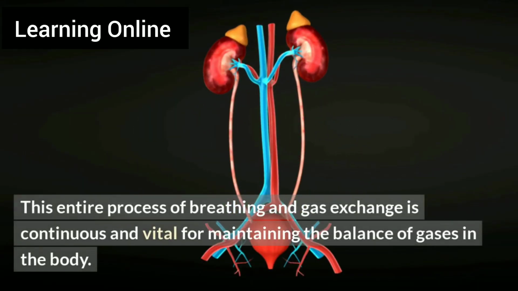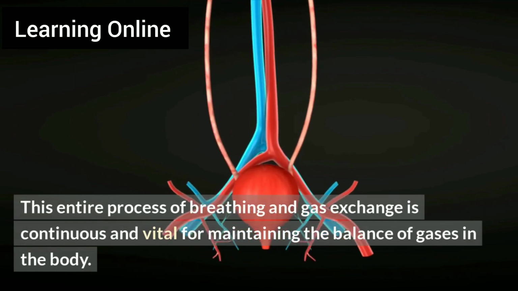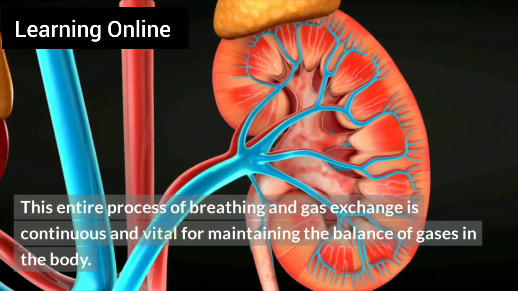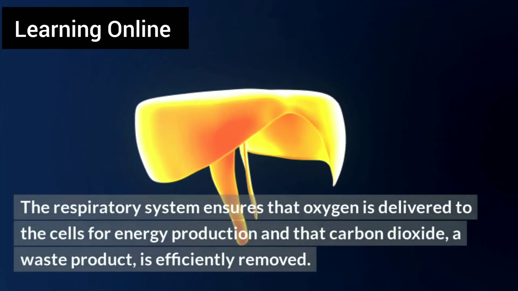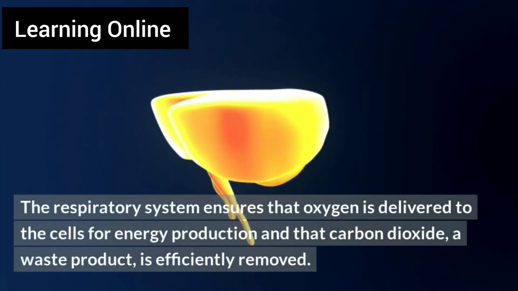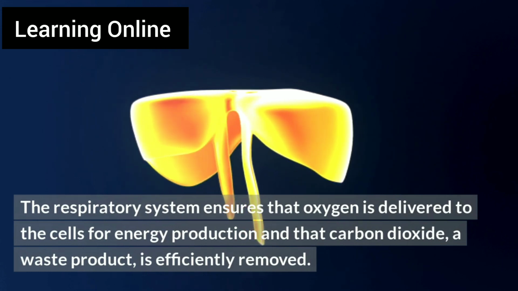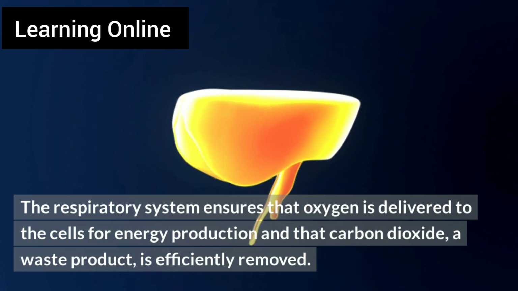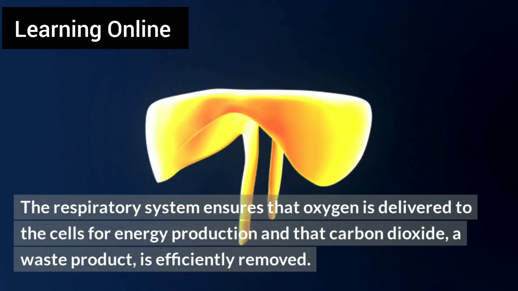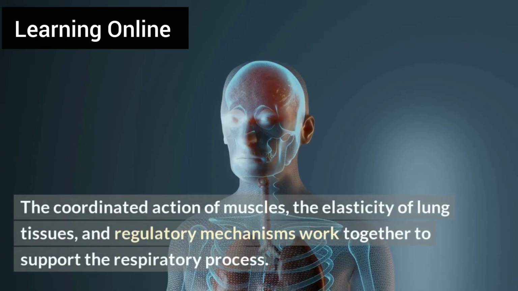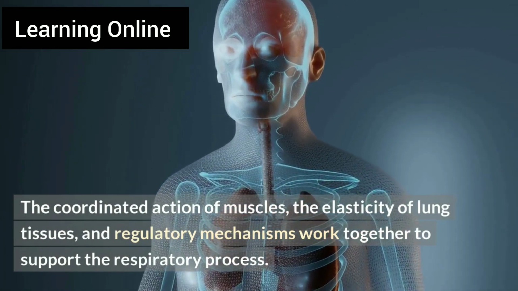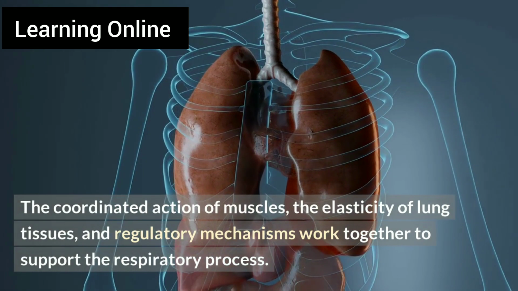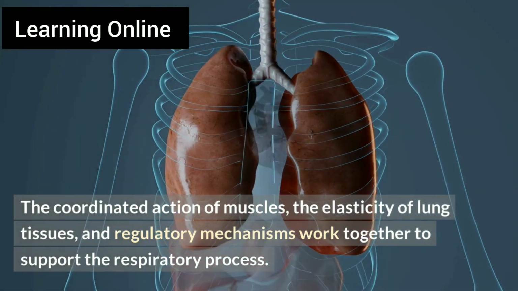This entire process of breathing and gas exchange is continuous and vital for maintaining the balance of gases in the body. The respiratory system ensures that oxygen is delivered to the cells for energy production and that carbon dioxide, a waste product, is efficiently removed. The coordinated action of muscles, the elasticity of lung tissues, and regulatory mechanisms work together to support the respiratory process.